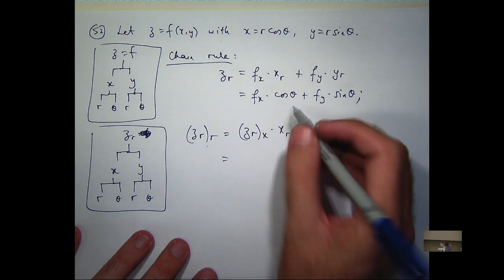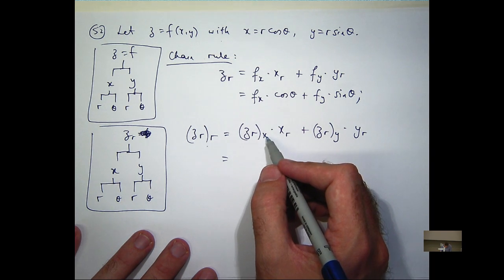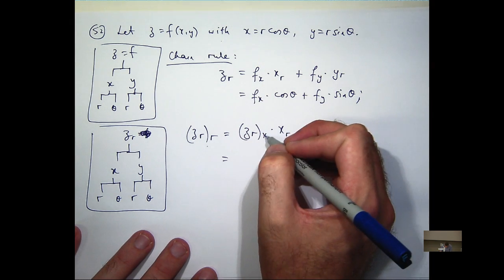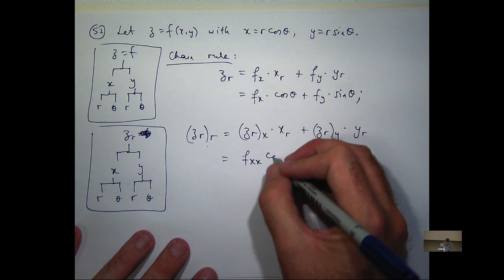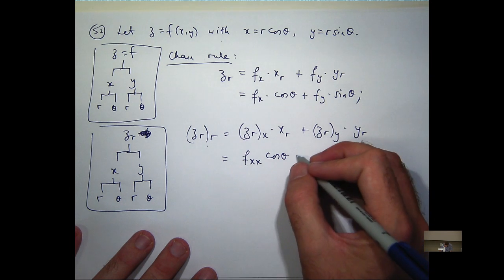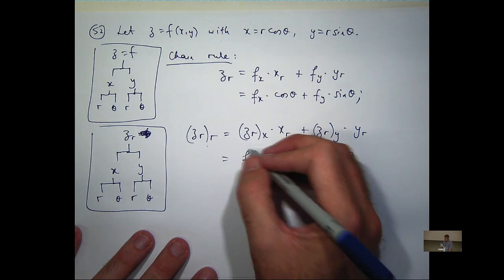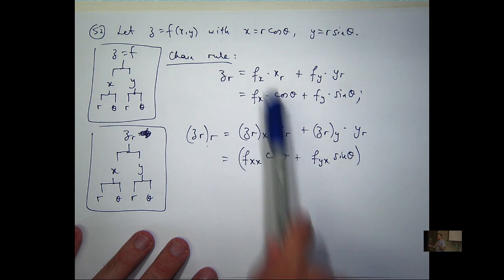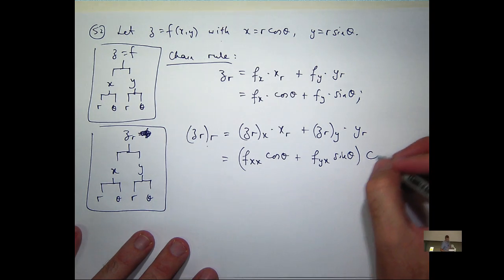What am I going to get up here? Well, I want to basically differentiate each of these terms with respect to x. Now, cosine theta, you can think of that as a constant. So f sub x differentiated with respect to x is just going to be f sub xx. And again, I can differentiate with respect to y here. So this is just that. X sub r, what's that going to be? dx dr. It's just going to be cosine theta.